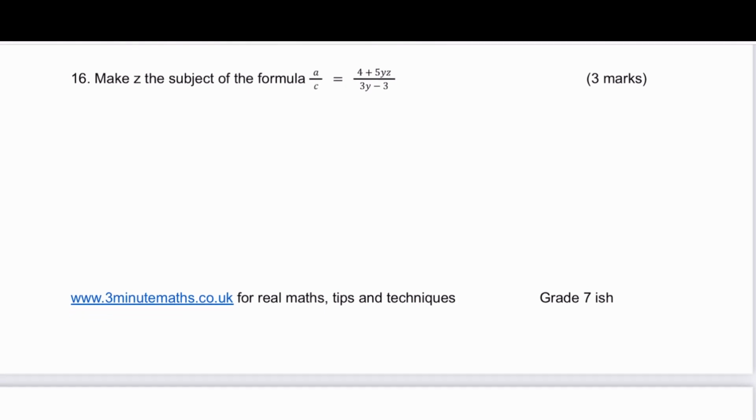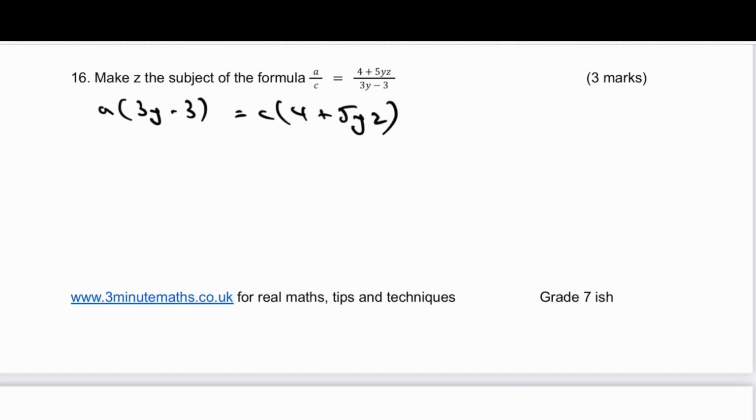Let's move on then to question number 16, which again is pretty similar, but it's just an awful lot of letters and numbers to deal with. I'm just going to cross multiply that. I'm going to get a times 3y minus 3 is equal to c times 4 plus 5yz. Okay, so let's expand that out, and I'm going to get 3ay minus 3a equals 4c plus 5cyz. We'll try to keep it in alphabetical order if we can.